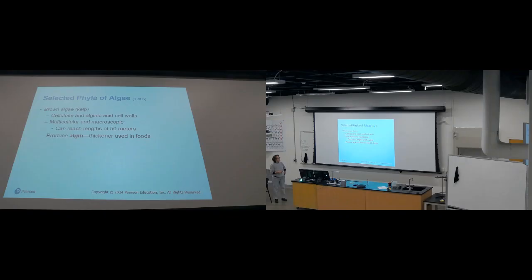Brown algae, another name is kelp. It has cellulose and alginic acid in the cell wall. It is multicellular and macroscopic. It can reach lengths of 50 meters, so they can be very long. And then they produce algin, which is a thickener in foods.